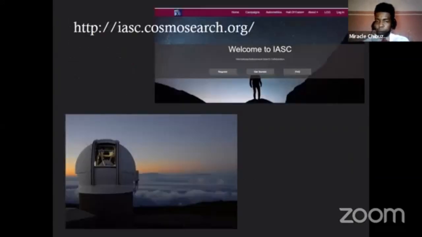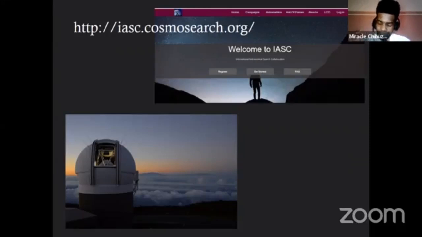Now, we have this group called the International Astronomical Search Collaboration. They are responsible for distributing the data across the world. So you register, your organization registers, and you get the data. The Pan-STARRS and Catalina telescopes send the data to IASC, and IASC distributes the data across the world to organizations. So we are collaborating with IASC, and we get this data. Every month we search for asteroids.